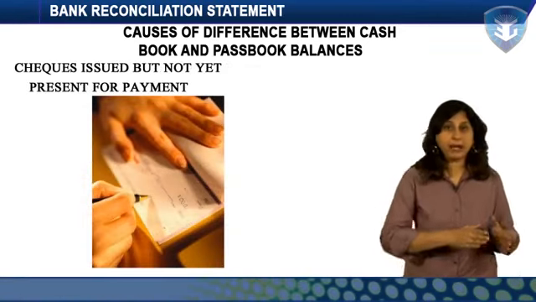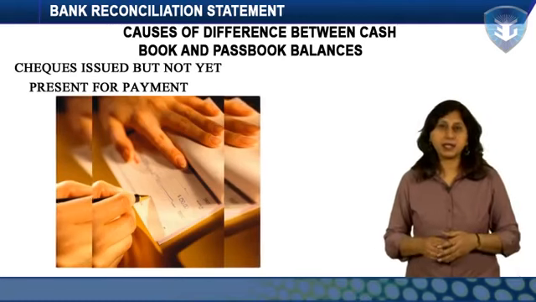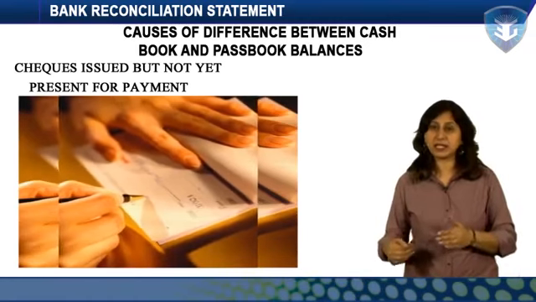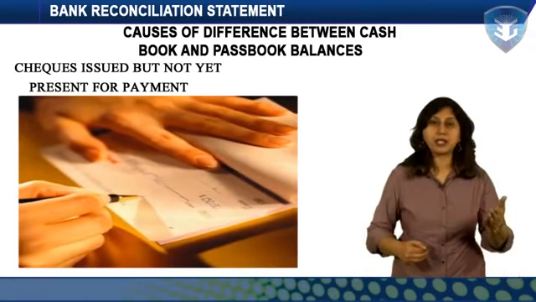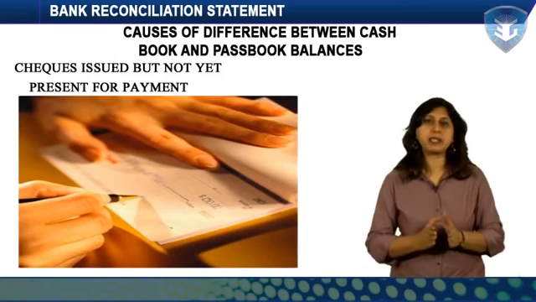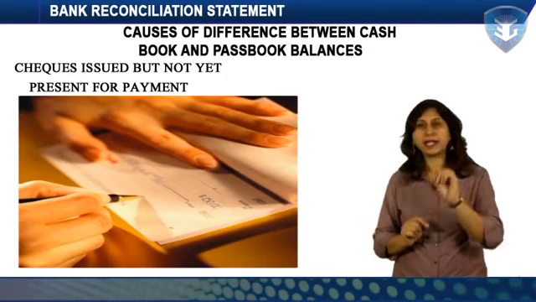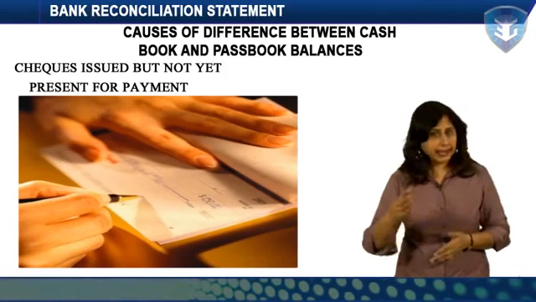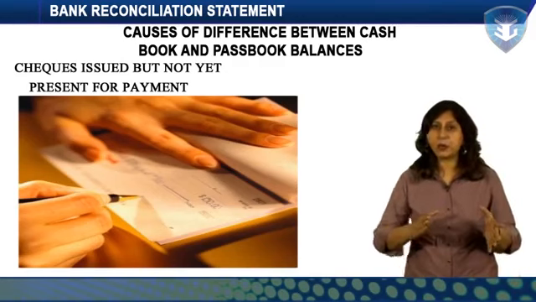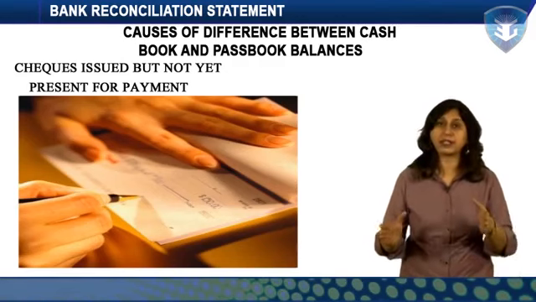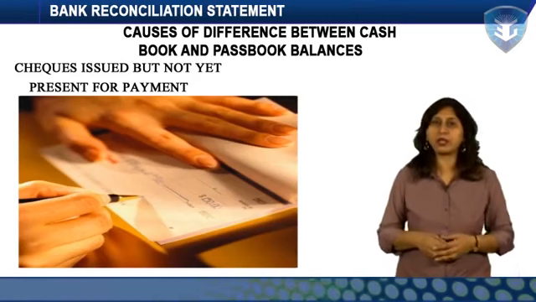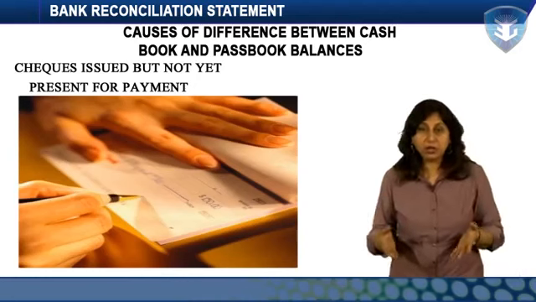Checks issued but not yet presented for payment. Similarly, the entry for the issue of check is made in the books of the concern immediately and the bank account is credited. However, in the books of bank, entry for payment can be made only when check is presented for payment. At the time of comparison, it is quite possible to find some cases where checks were issued and recorded in the cash book but not presented for payment and remained unrecorded in the bank books, and therefore causing a difference.